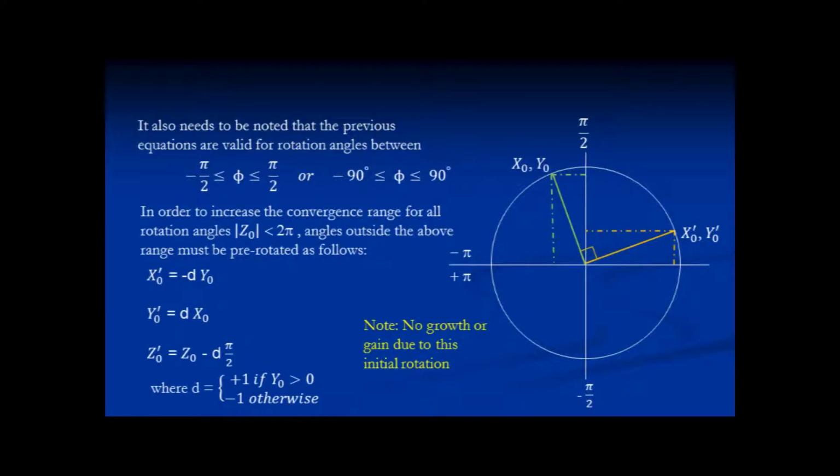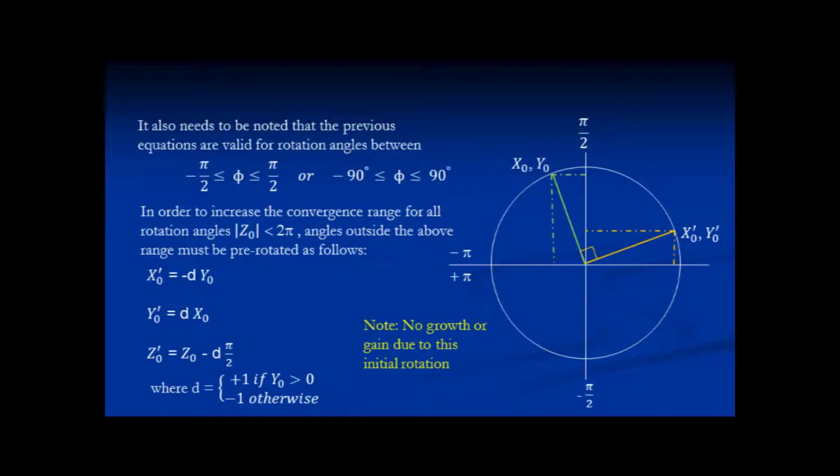If the angle needs to be pre-rotated, we do the calculations as follows. Our new x sub 0 will be equal to minus d times y sub 0, and our new y sub 0 will be equal to d times x sub 0, and our new z sub 0 will be equal to z sub 0 minus d times pi over 2, where d is plus 1 if y is greater than or equal to 0, otherwise d is minus 1. There is no growth or gain for this rotation.